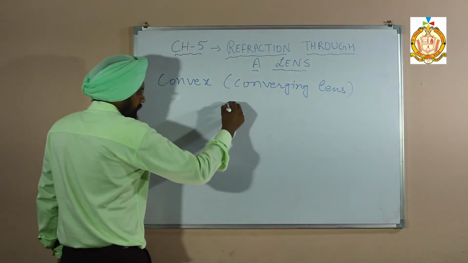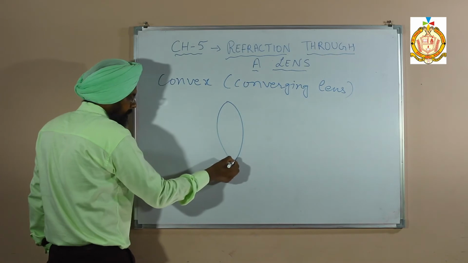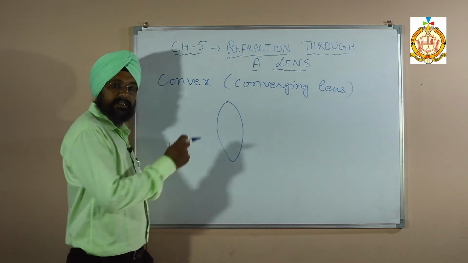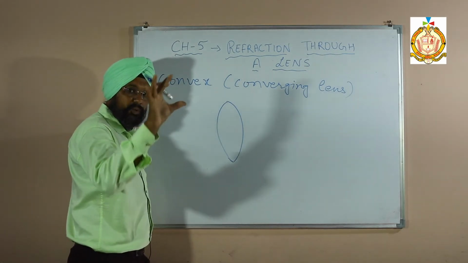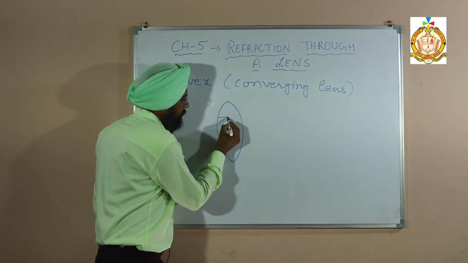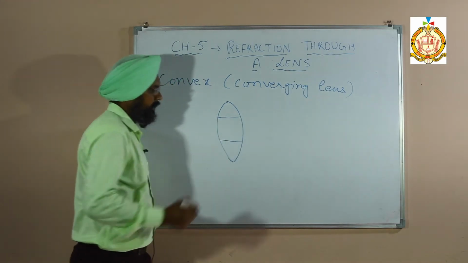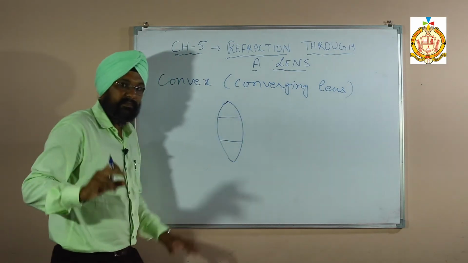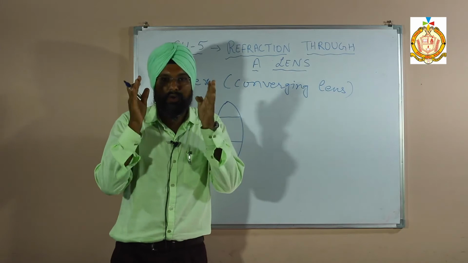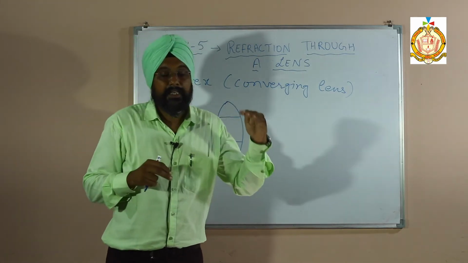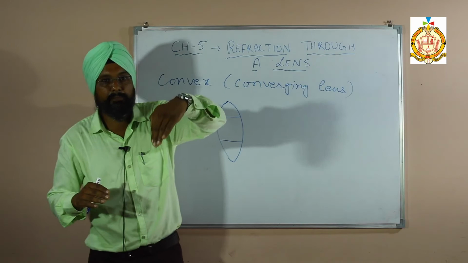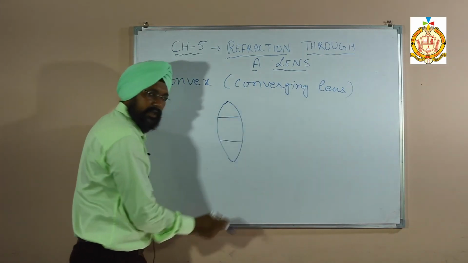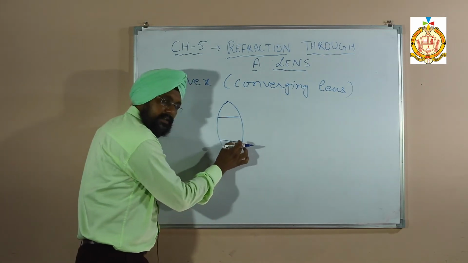So see, this is the convex lens. Split it into three parts: one part up and one part down. This above part is a type of prism. You know that a prism always bends the rays toward its base. So this is a prism having the base downward. This is also a prism, having the base upward.